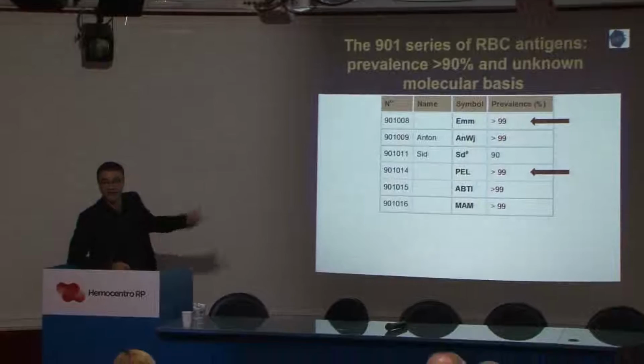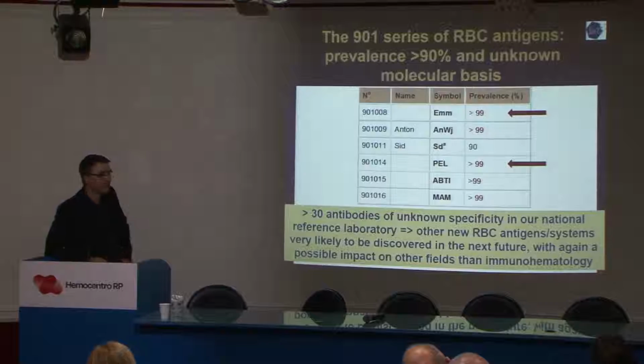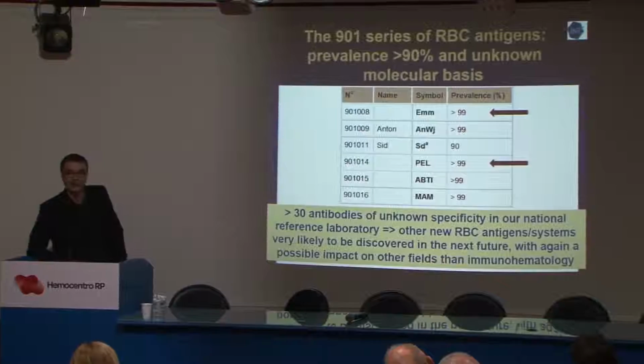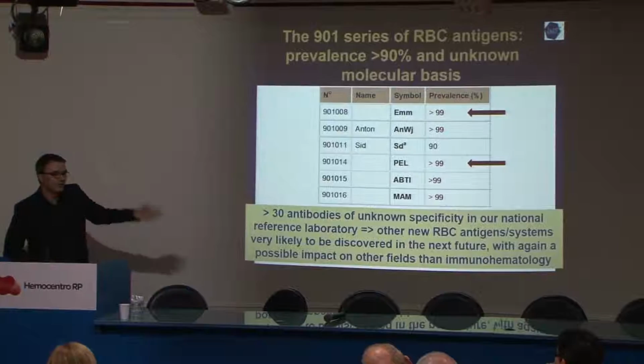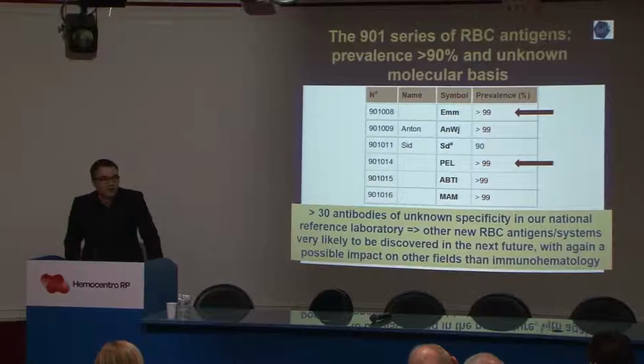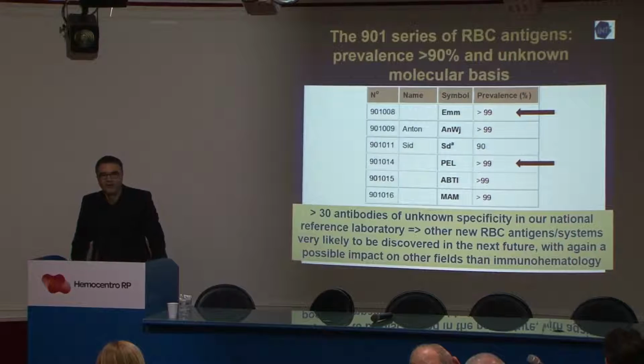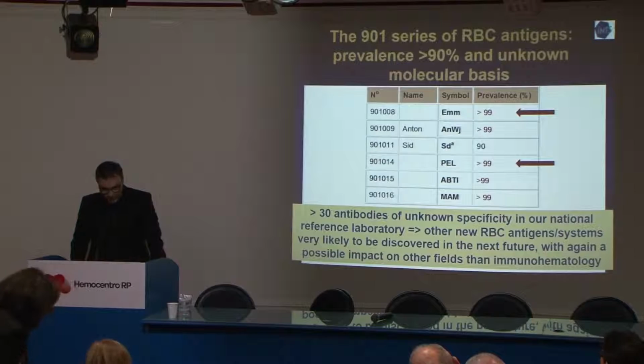And out of this, we also have in our reference laboratory more than 30 antibodies of unknown specificity. We don't know what it is, despite all our testings. Molecular serology and so on. And so this may correspond to new red blood cell antigens and even new blood group systems, we hope so, and with again a possible impact on other fields than immunohematology.